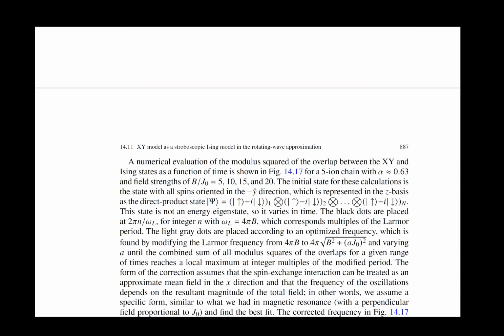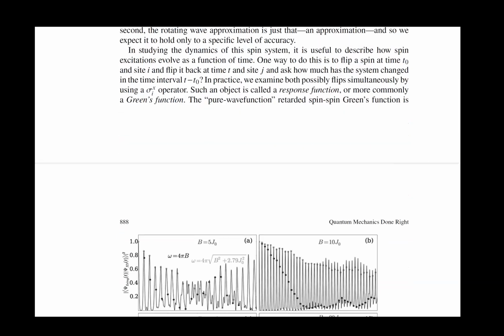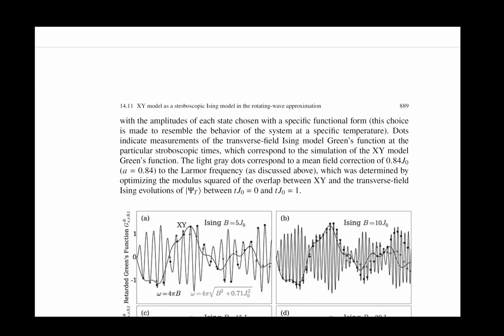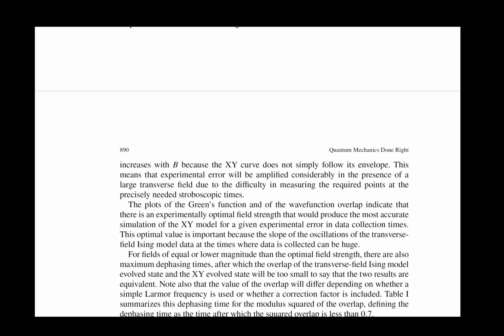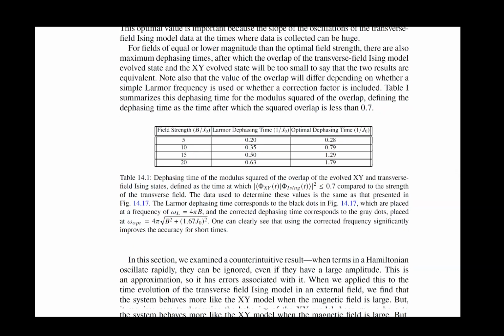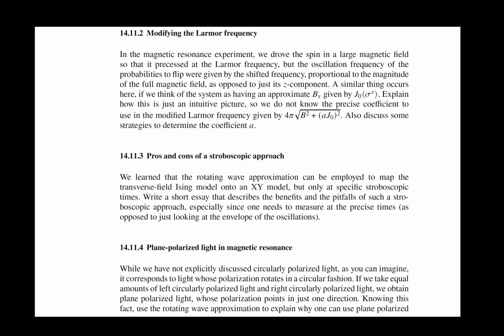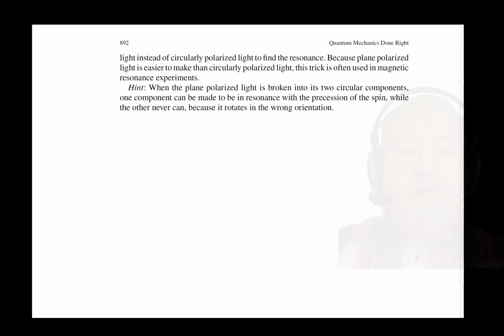The mapping is not perfect. There are some issues with it, and we discuss a lot of those details and subtleties and nuances in this work. We get some beautiful pictures about how those different approximations work for the Ising model and for the XY model. And that takes us to the end of the chapter.